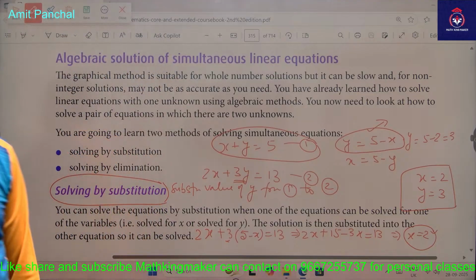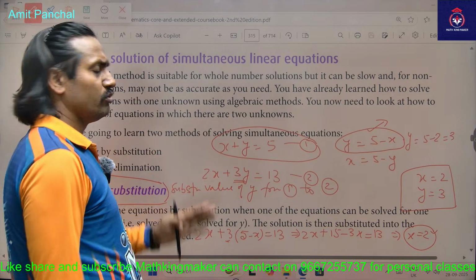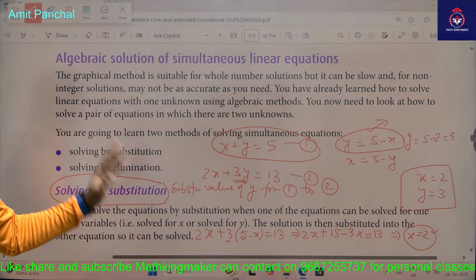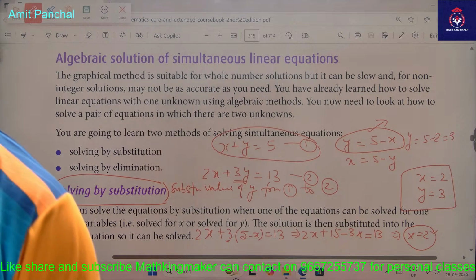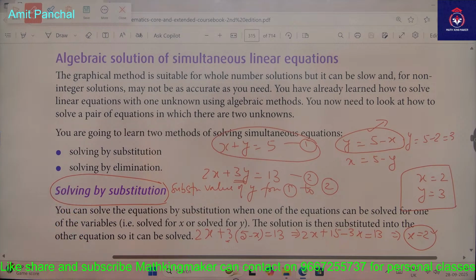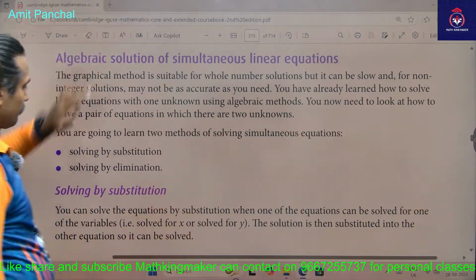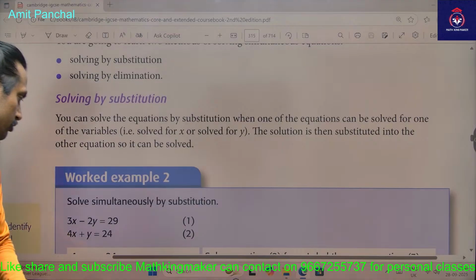You can even verify it by putting these two values into both of the equations, so that they verify. So is it understood how to solve simultaneous equations with substitution? Is there any doubt in it? No doubt. Okay, so will you be able to do the questions? Yeah, most likely. Okay, just try to do this one.